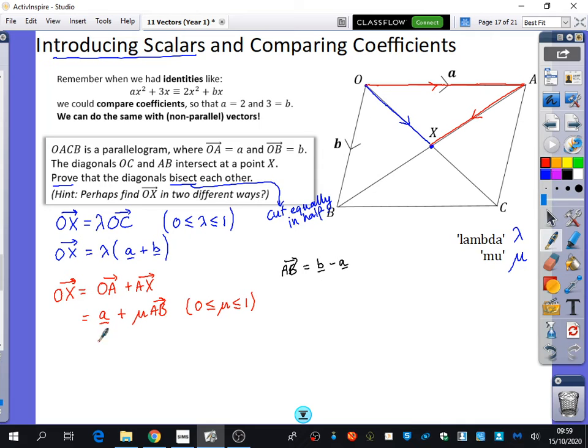So I'm just going to go back over here, and I'm going to say that it is A from before plus mu lots of B minus A. I'm going to expand the brackets. So that's A plus mu B minus mu A.